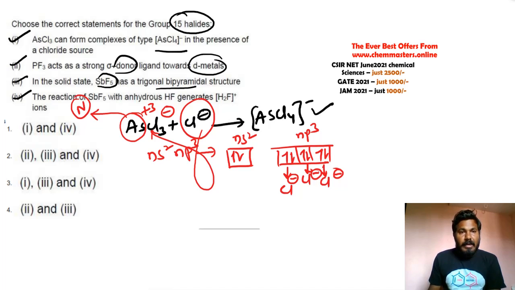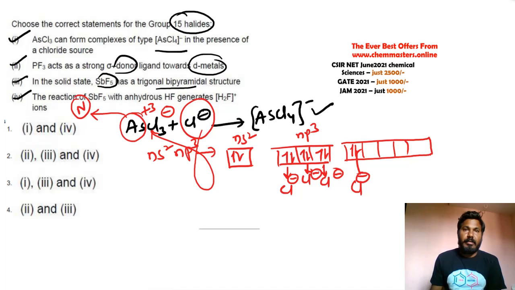So where is the possibility? Because here the arsenic has the empty d orbital. Then the chloride with the negative charge can make a coordinate bond. So simply Cl minus acts as a ligand, and it gives its electrons into the empty d orbital of that arsenic. In this case you can see three chlorines are ionic in nature. That means we can see ionic bonds here.